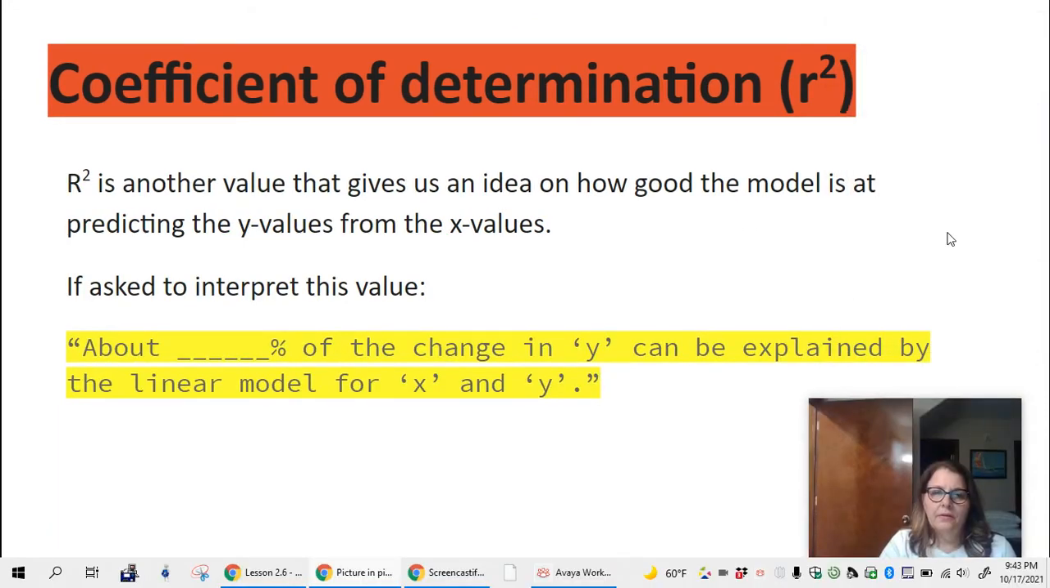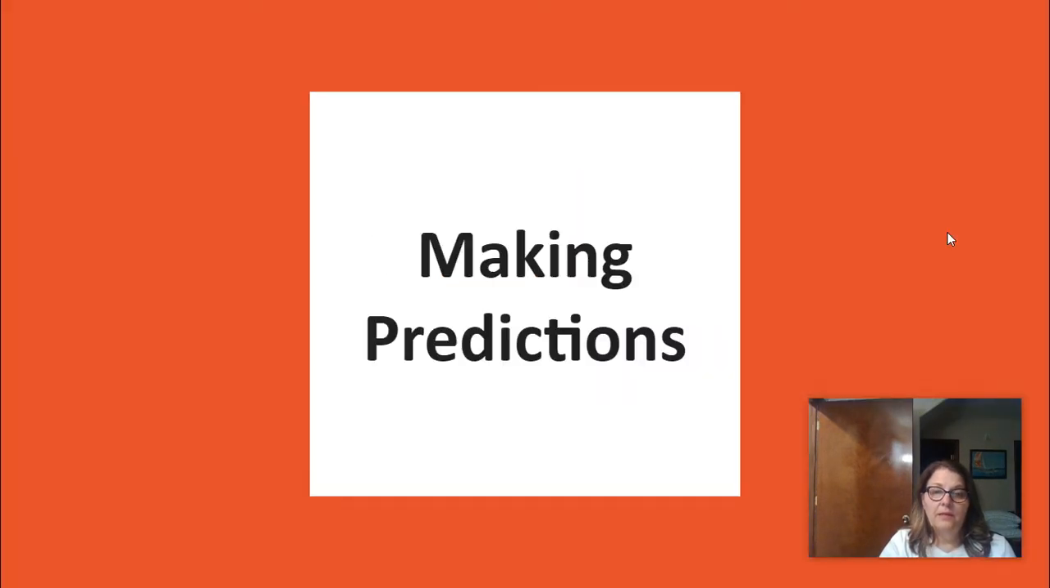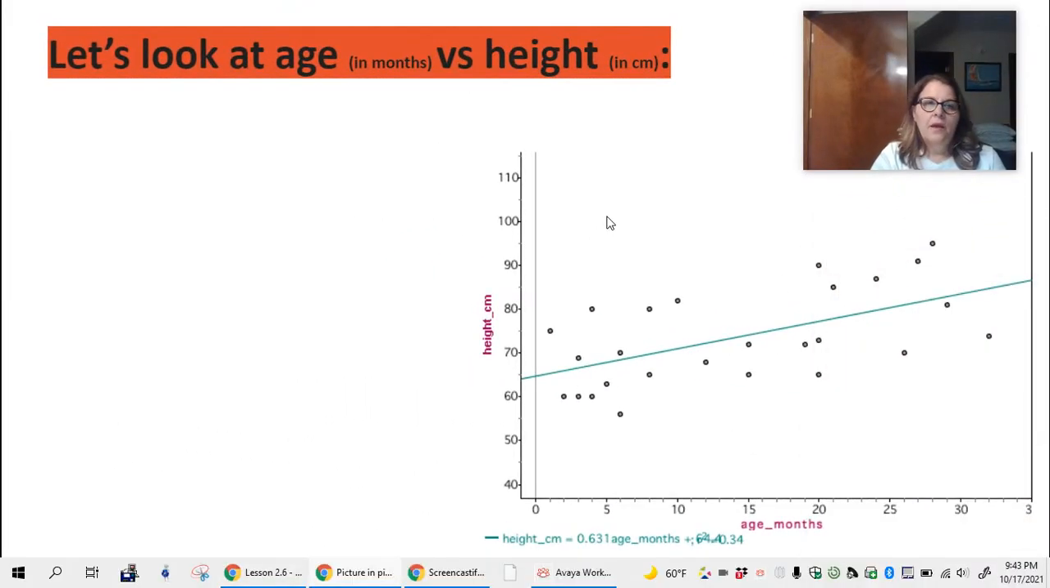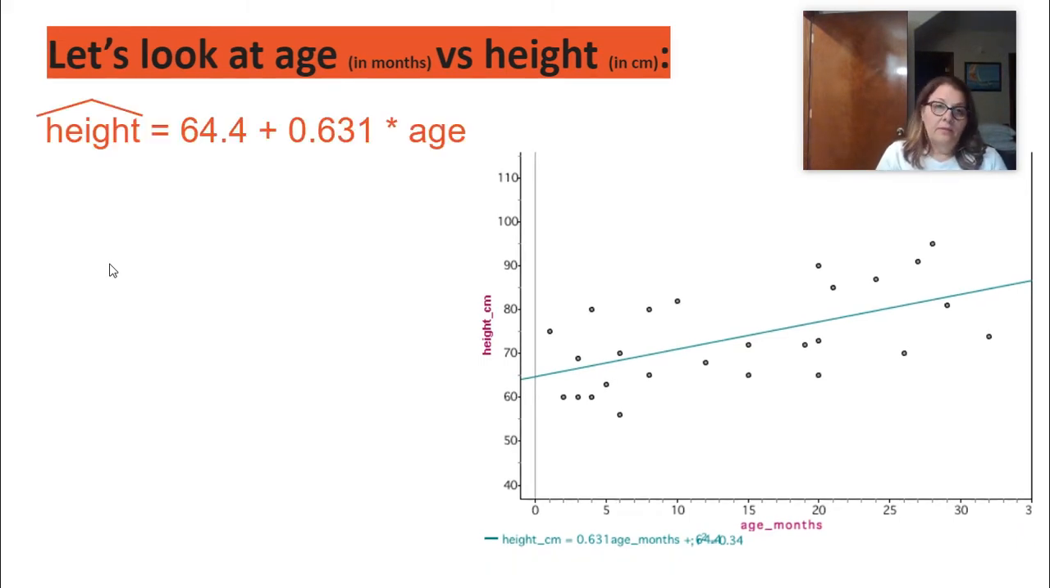Going back here, let's look at some other examples of making predictions. Let's look at age in months versus height in centimeters. You notice that it goes from 0 months up to, it looks like, 33 months. The model, the predicted height, is equal to 64.4 plus 0.631 times your age, and of course it's your age in months and your height in centimeters.